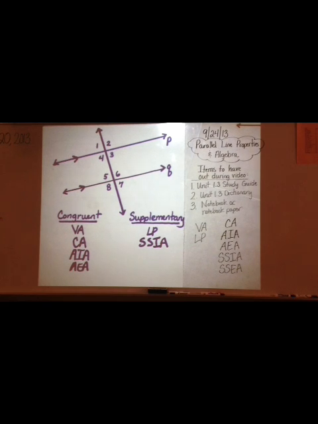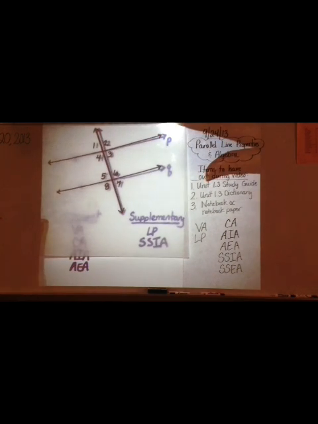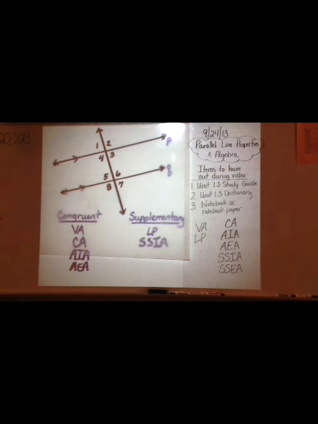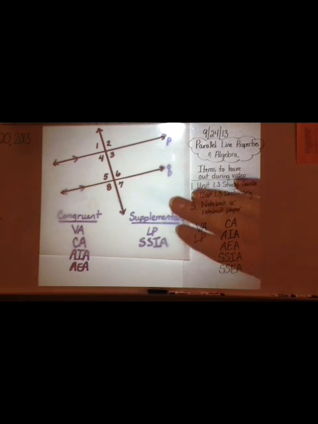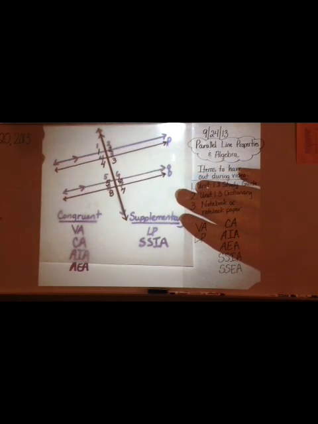Last but not least, same side exterior. Last time with the patty paper. Find a pair of same side exterior. How about 1 and 8? For 1 and 8, you can either rotate or slide. Okay? Think about what might work best. I'm going to go ahead and slide my paper down again.